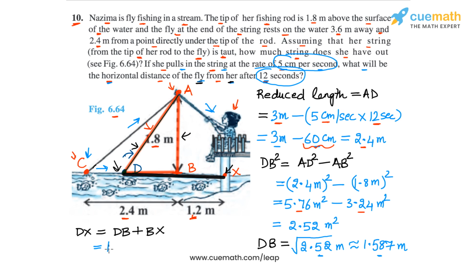DB is 1.587 meters and BX is 1.2, that we already know. BX is 1.2 meters. So the sum will be 2.787 meters, and we can round this off to 2 decimal digits as 2.79 meters. Okay, so the answer to this question is that after 12 seconds the fly will be about 2.79 meters distance away horizontally from Nazima. Okay, so with this we have completed question number 10 of this exercise.